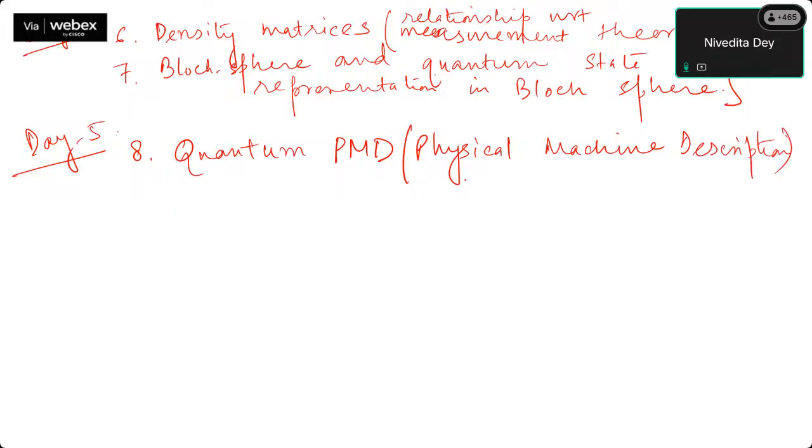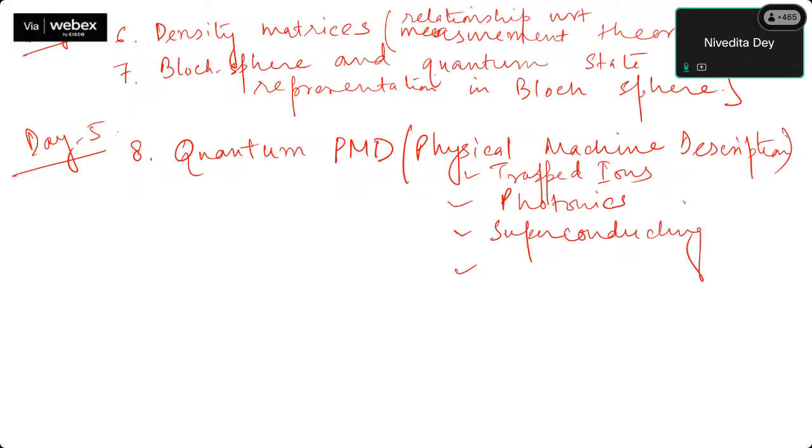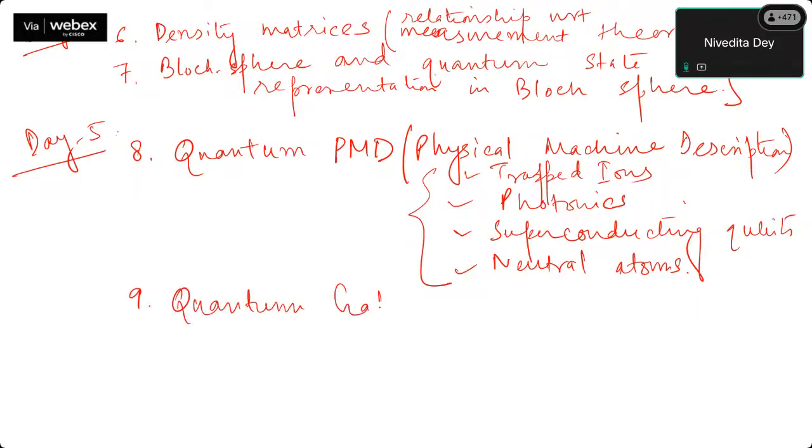Okay, what are the qubit architectures we have: trapped ions, photonics, followed by superconducting qubits, neutral atom, and so on, whatever there are. A little bit of discussion we will be having on this, maybe for 20-30 minutes, and followed by that we will be talking about the quantum gates and quantum circuits in a detailed way.